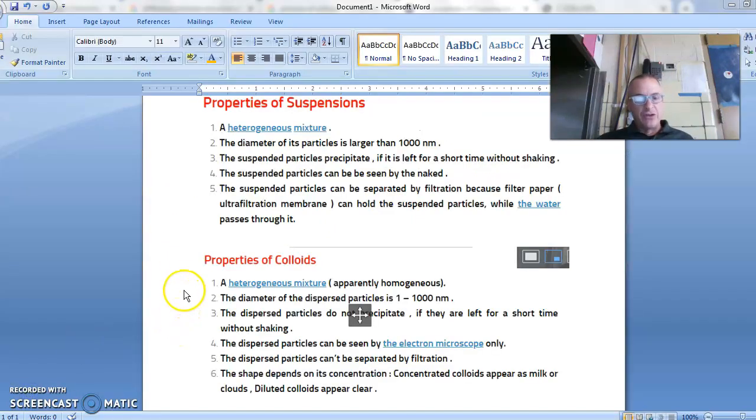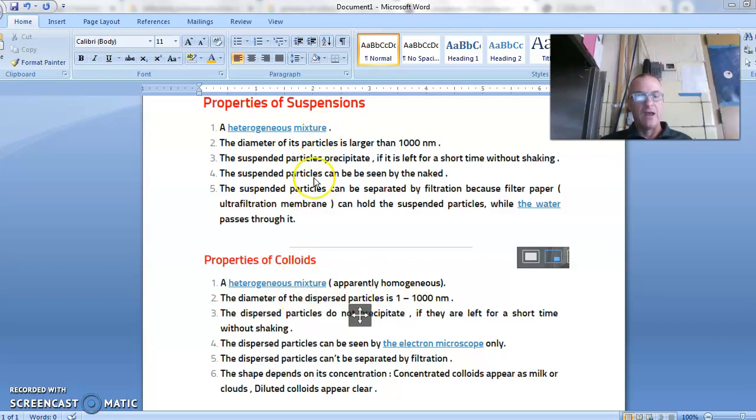Now, the ones a lot of students get confused about are whether something is a suspension or a colloid. Suspensions, as we mentioned, are easy to tell apart from a mechanical mixture, because a mechanical mixture clearly separates immediately. So what is a suspension? Well, it is a heterogeneous mixture, and its particles are larger than 1,000 nanometers. So what's the difference between a suspension and a colloid? The diameter of dispersed particles in a colloid is smaller than 1,000 nanometers. So colloids are made up of smaller particles than suspensions.